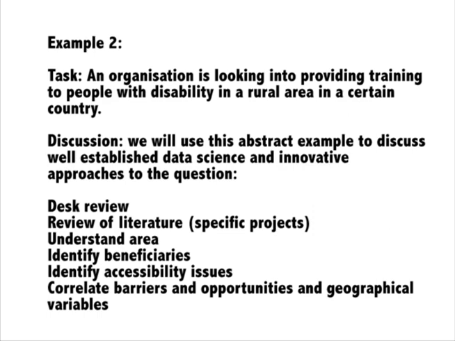One thing in this case that I would add is using some maps, and they can be very simple, like for example just getting a map from Google Earth or Google Maps, and just looking at the map first and trying to identify initially physical barriers that might impede or make it difficult for people to access the place of training.